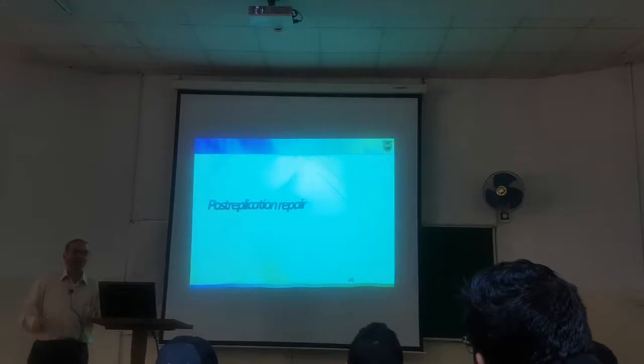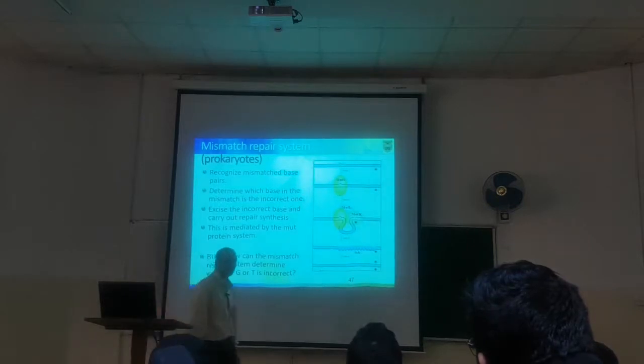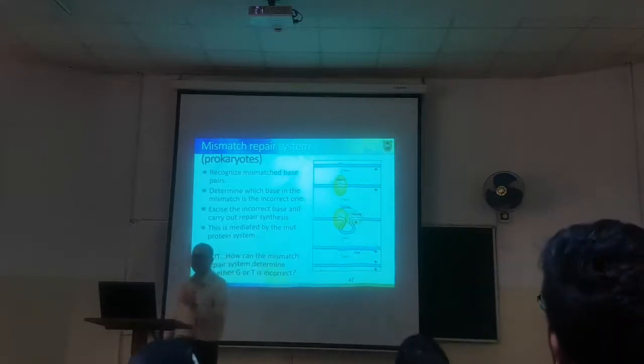Okay. Let's say that replication is done, and the DNA polymerase has made a mistake during replication. It put T opposite G. Now I have a mismatch. Somehow I have a mistake. How can this be corrected?